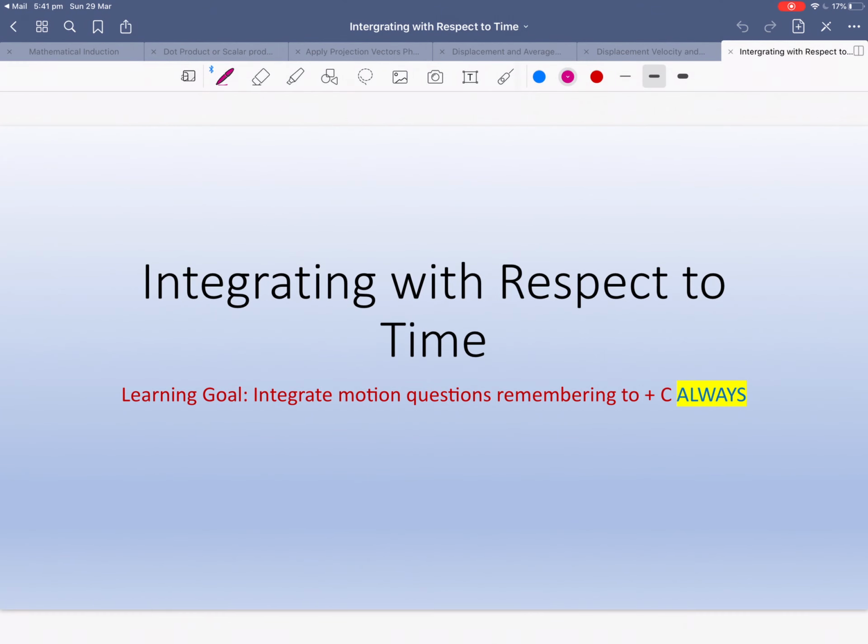Okay, so in this lesson, we're going to integrate with respect to time. Most of the integration we've done so far, although it's not been exclusive, has been with respect to x. So, for example, we've got y equals 3x. Let's integrate that with respect to x. In this case, it's with respect to time, or dt.